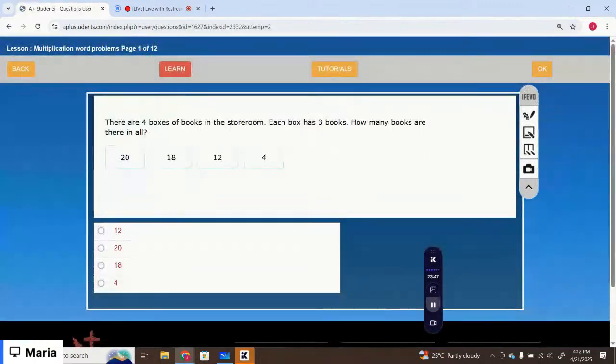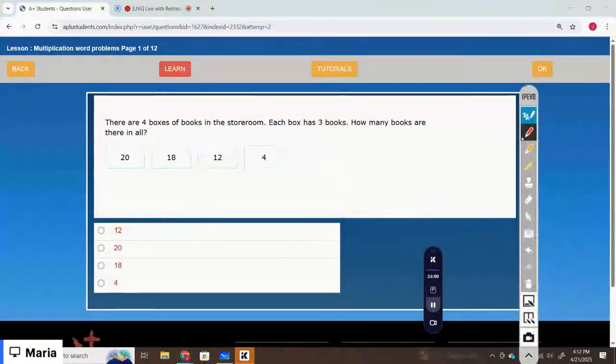There are four boxes in the storeroom. Each box has three books. How many books are there in all? So you have four boxes. Each box has three books. So four times three is 12. Option number one is the correct option.